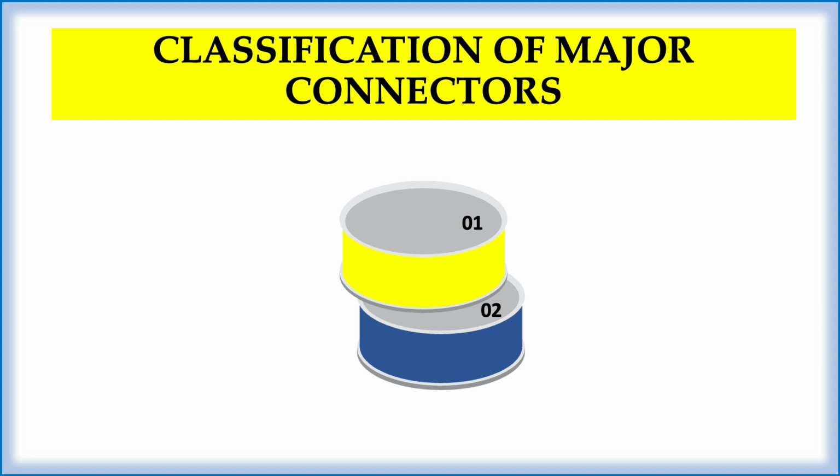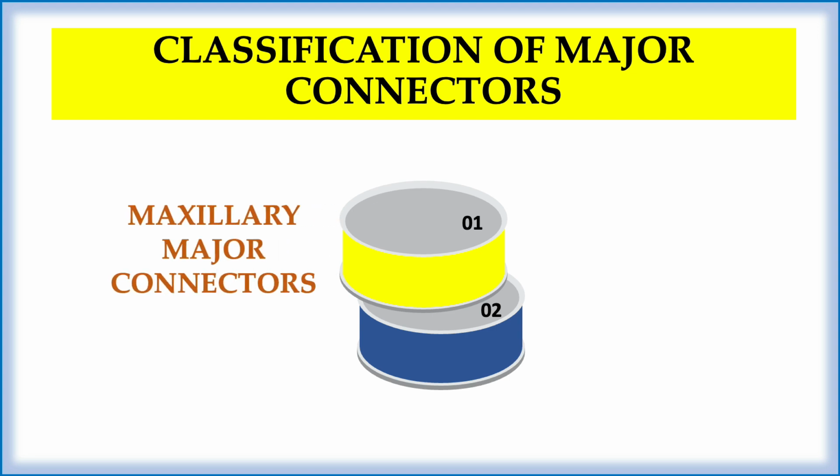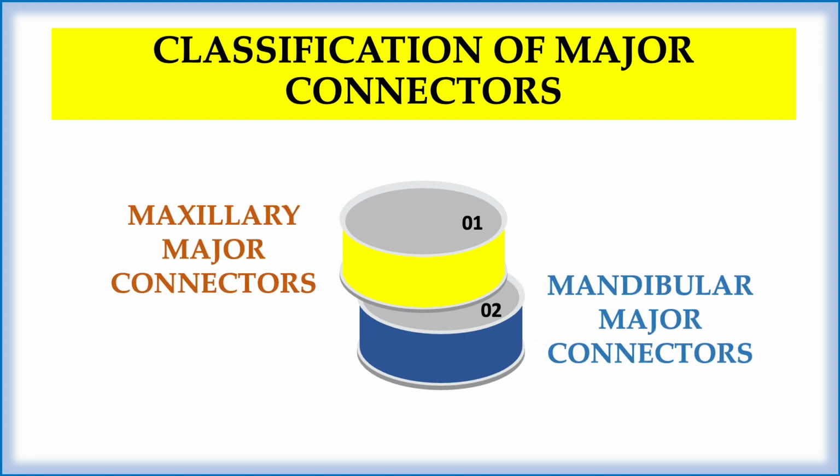Basically, we have two types of major connector: maxillary major connector and mandibular major connector. The maxillary major connector was already discussed. I'll share the link. You can go there and watch. Let's begin with the mandibular major connector.